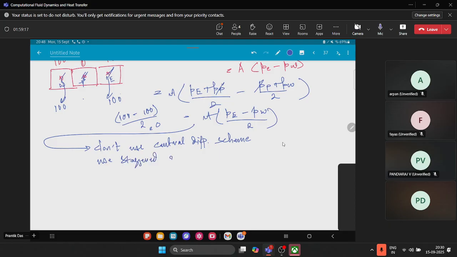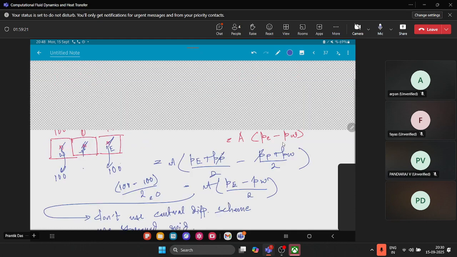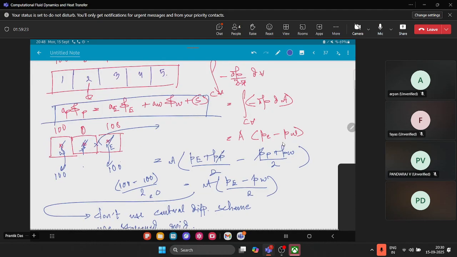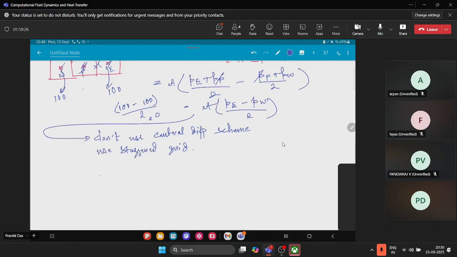So instead of solving at the cell centroid itself, if I actually solve at the cell face, this point itself, this becomes 0, this becomes 100. So we need that A, this becomes your cell face of interest. Okay, so this is small e.